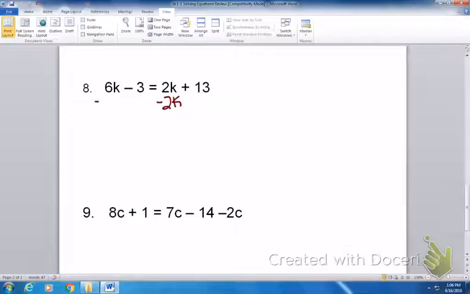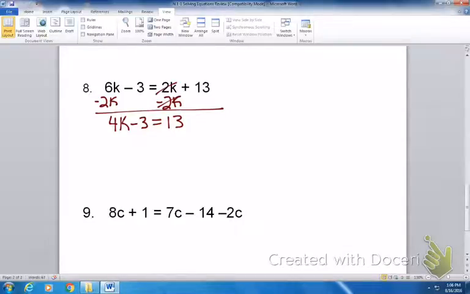2 times k, guys, is just a number, so it's just like adding or subtracting 3 from both sides. I'm just going to move the negative 2k. Well, 6k minus 2k gives me 4k. The minus 3 stays the same. 2k minus 2k cancels and leaves me 13. And again, now this looks like what we had on the front page. So I have 4 times k minus 3.